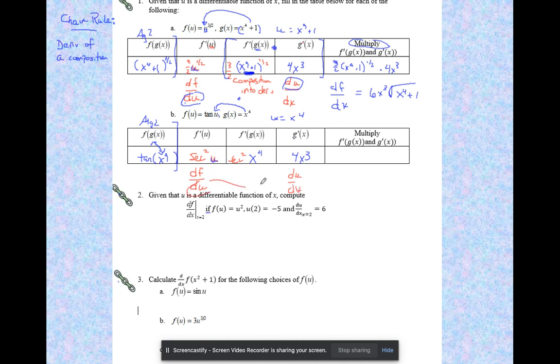C the chain, B the chain, multiply those together, and you are left with the derivative of f with x stuff in it. But it is a multiplication of the derivative of the outside function, secant squared, at the inside function times the derivative of the inside function.